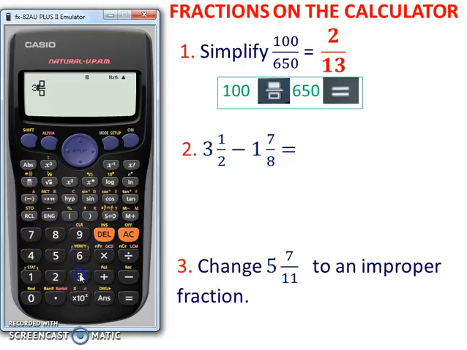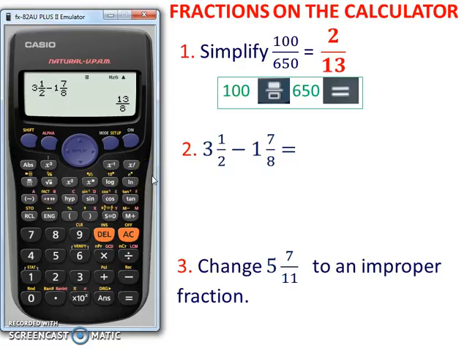So we'll have 3. Now to get it to go across over here, we have to arrow across, 1, arrow down, 2, arrow across, ready to put in our subtraction sign. And then to do our second mixed numeral, put that in, 1, arrow across, 7, and then down to the 8. Equals. Alright, so that's our answer, 13 over 8.